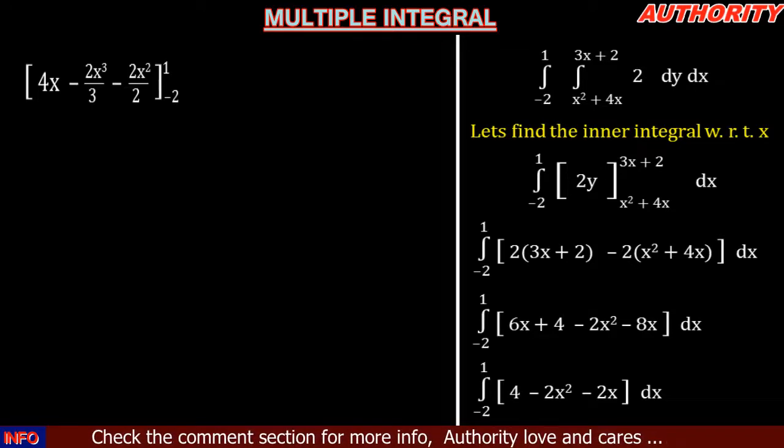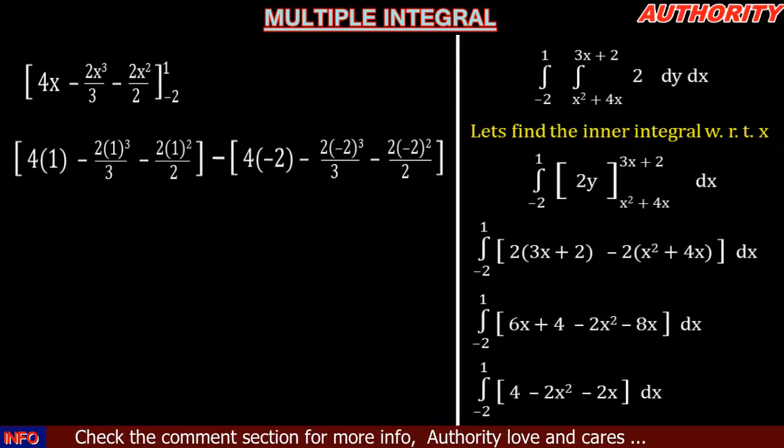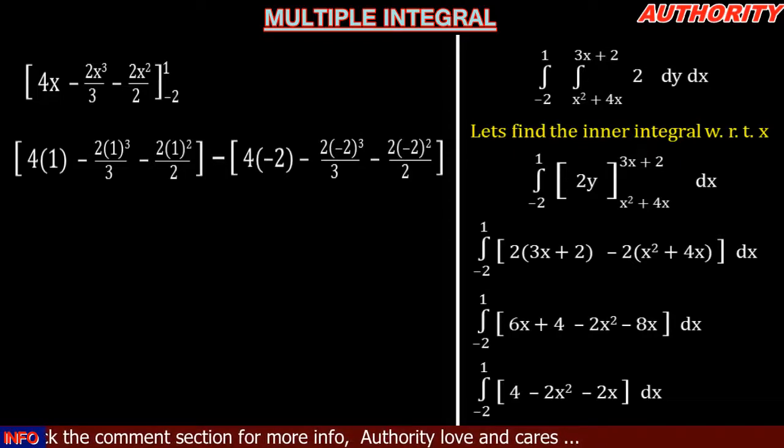Okay, so that means plugging in the upper limit. Now we're going to have 4 in place of x, we have 1, minus 2 in place of x, we have 1 cubed all over 3, minus 2 in place of x, we have 1 squared all over 2. This is for the upper limit, minus open bracket 4 in place of x, we have the lower limit minus 2, minus 2 in place of x, we have the lower limit minus 2 cubed all over 3, minus, we have 2 in place of x, we have the lower limit minus 2 squared all over 2.